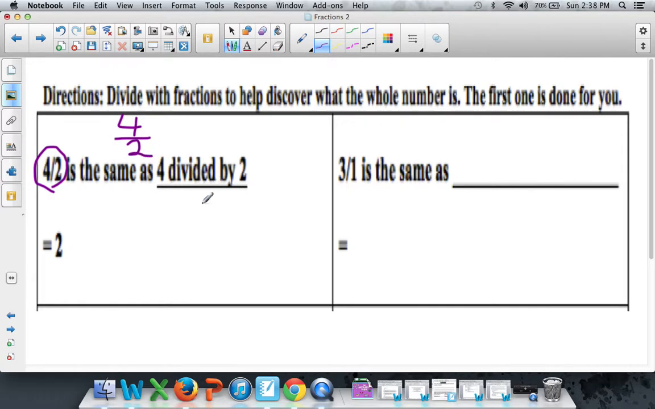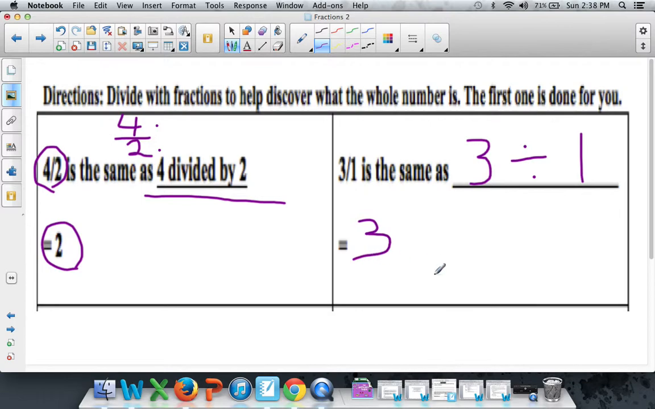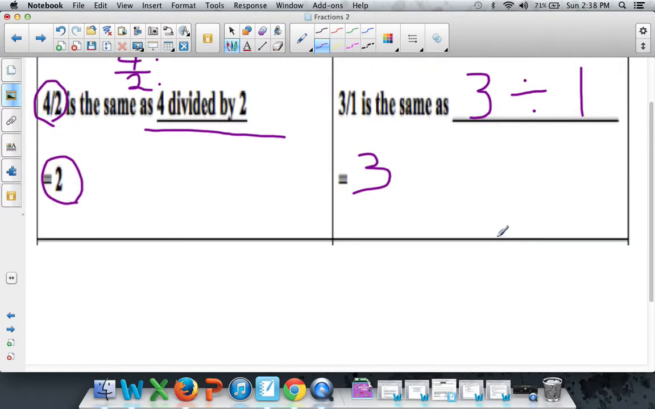4/2 is the same thing as saying 4 divided by 2. And 4 divided by 2 is 2. 3/1 is the same thing as saying 3 divided by 1. And 3 divided by 1 is pretty easy. 3. That's going to come up sometimes, and it's not so bad.